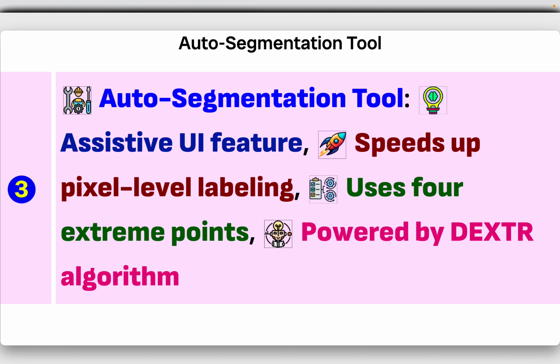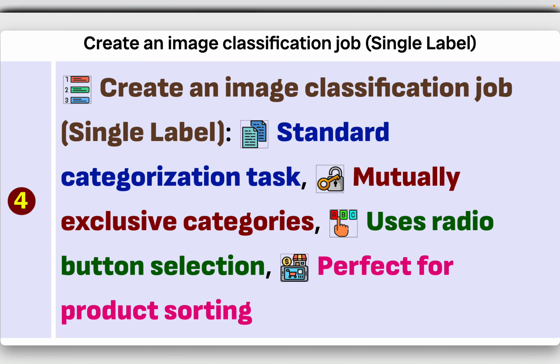The tool then uses a machine learning algorithm. Specifically, the name of the algorithm is Deep Extreme Cut, or DEXTR algorithm, to automatically generate a tight fitting mask around the object. The worker can then refine this mask if necessary, significantly reducing the time and fatigue associated with manual segmentation. So next type of image classification is single label. Create an image classification job, single label.